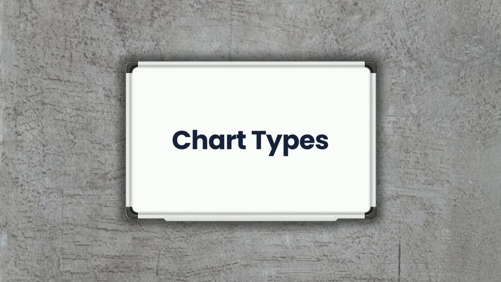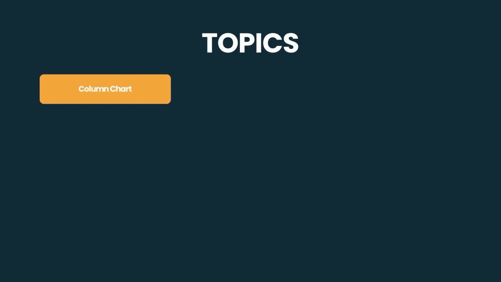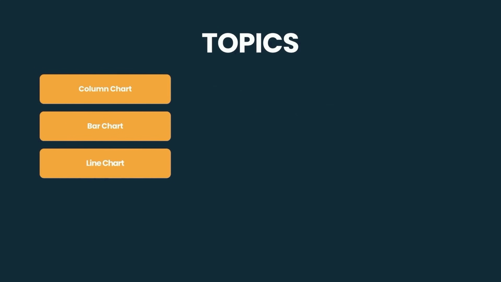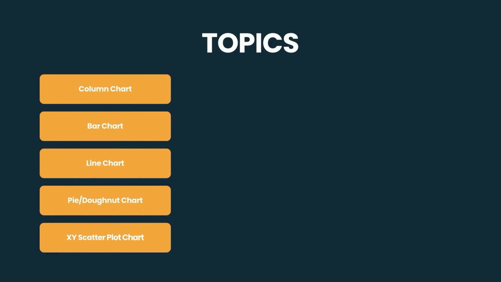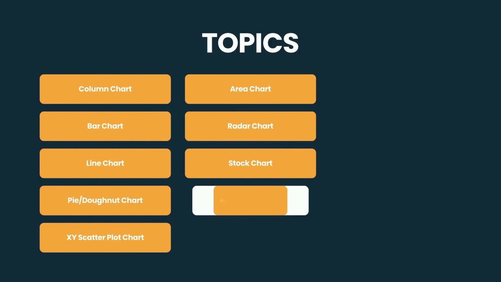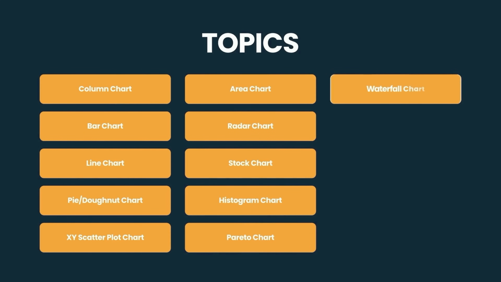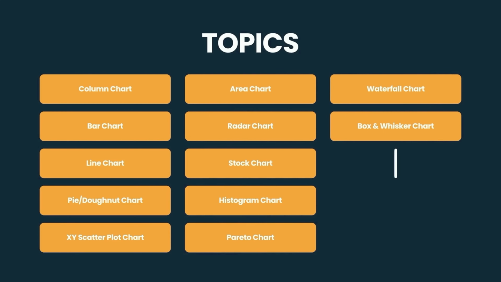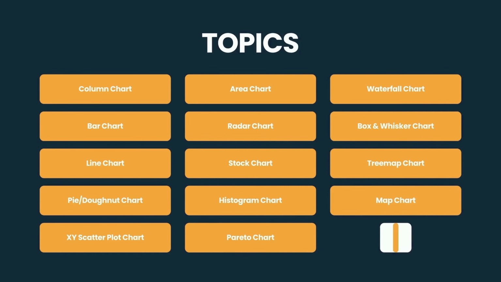Let's discuss various chart types that you can implement within Excel. The topics we are going to cover in this section include column chart, bar chart, line chart, pie donut chart, XY scatter plot chart, area chart, radar chart, stock chart, histogram chart, Pareto chart, waterfall chart, box and whisker chart, treemap chart, map chart, recommended chart.